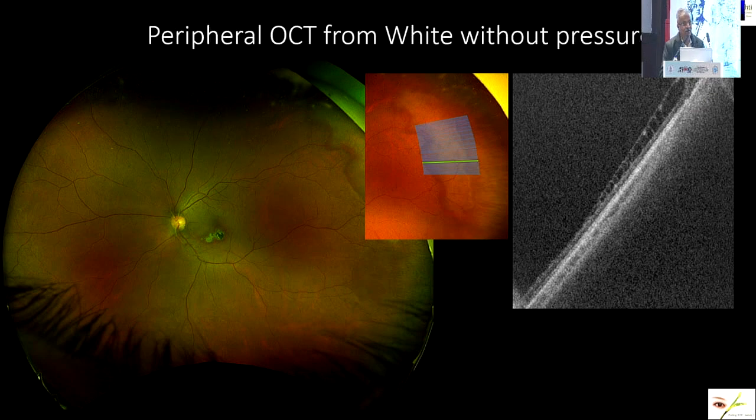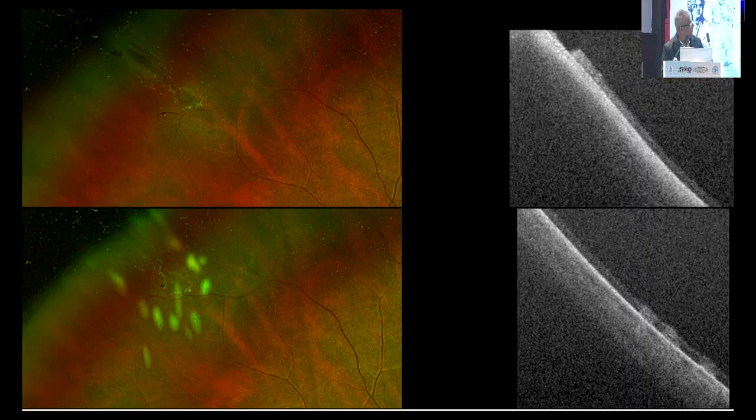So probably I was thinking that because of the retinoschisis, the appearance of white without pressure is there, because the light is not reflected. Just as in a shallow detachment, the color is altered. This is the reason why this color is like this.